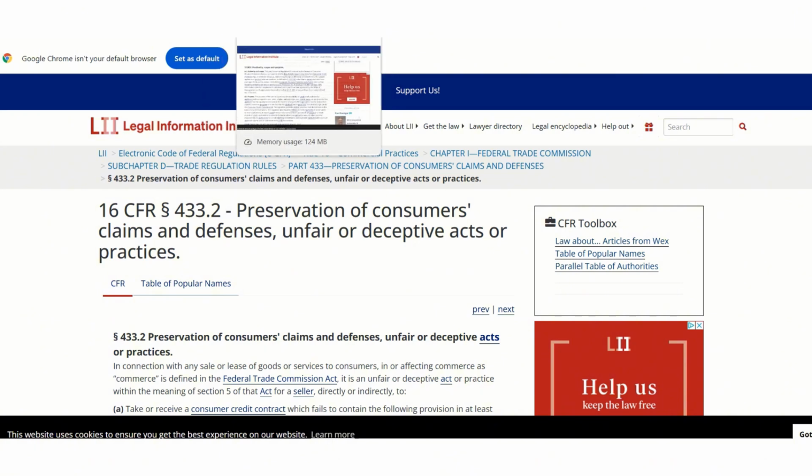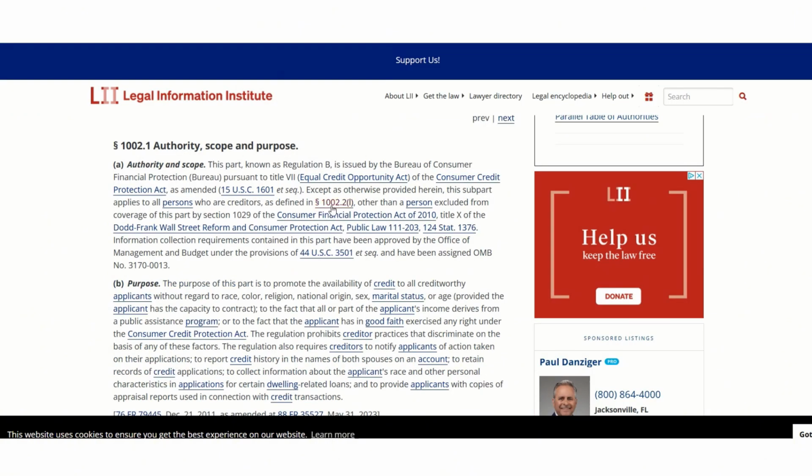Now let's go to right here, Section 1002.2(l), and see who are considered creditors.